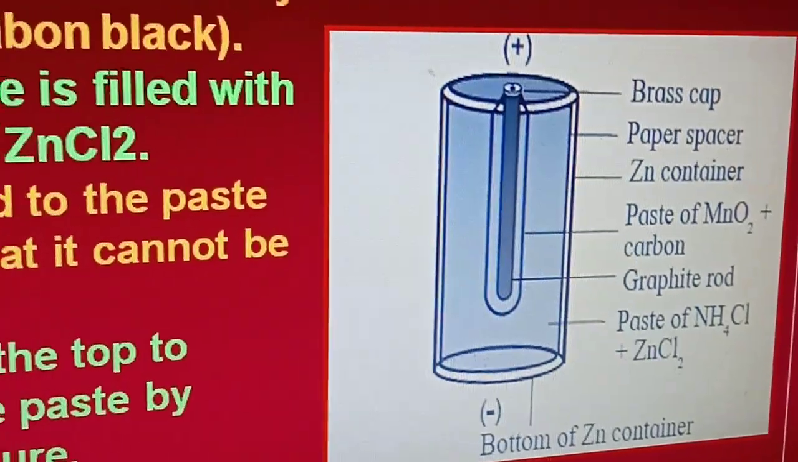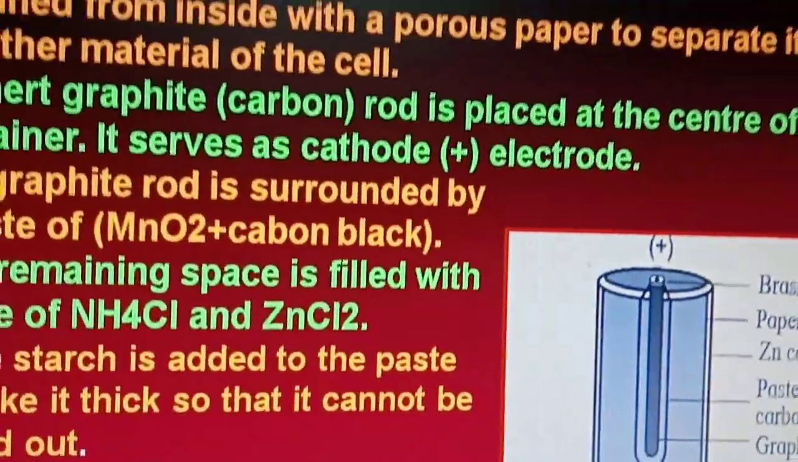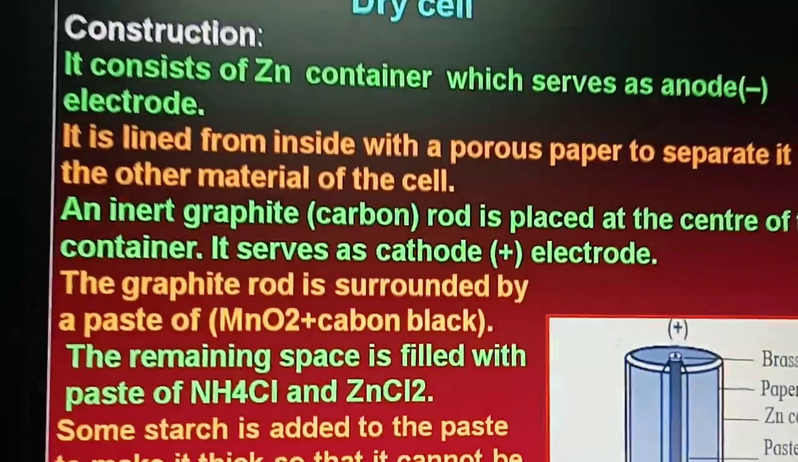So questions on dry cell can be asked. One thing you must know is the dry cell is also known as Leclanche cell. Questions on this dry cell can be asked on neat labelled diagram. Draw a neat labelled diagram of a dry cell for 2 marks. Or construction and working of a dry cell can be asked for 3 marks.